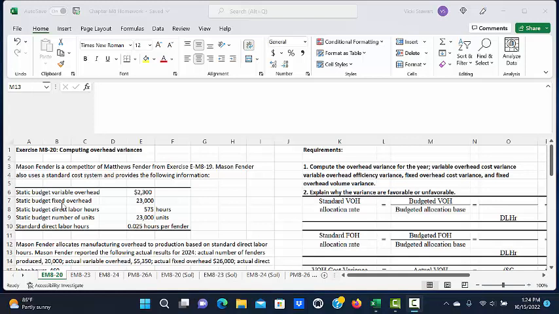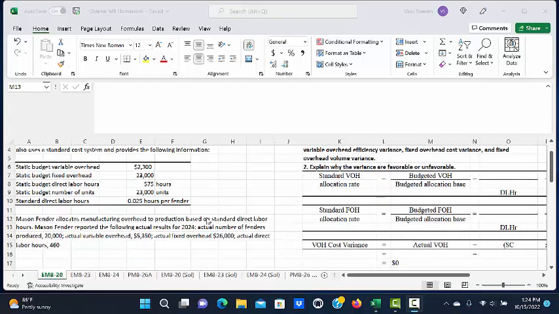budget, variable overhead, fixed overhead, direct labor hours, and the budgeted number of units, as well as the standard direct labor hours, which is 0.025 hours per fender. Mason Fender allocates manufacturing overhead to production based on standard direct labor hours.